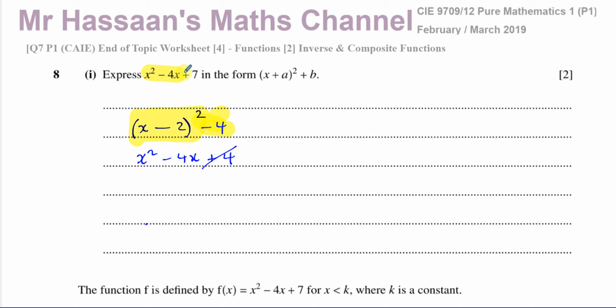Okay, but there's a plus 7 at the end, so I must write plus 7 at the end. Now, the whole thing is the same as this. So now they're equal to each other. Well, I can say they're equal to each other. I don't have to write the equals here. That's fine. Okay, so now they're the same.